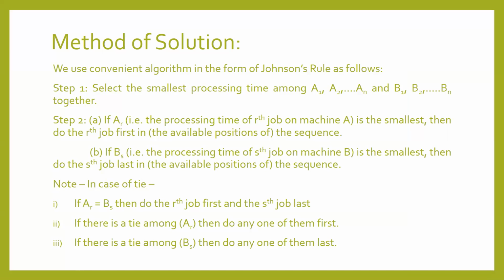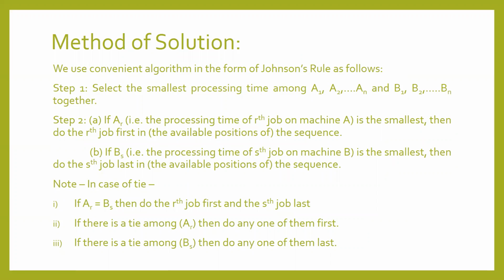Now, as I said, we can either make use of the Gantt chart or any other methods. But because the number of sequences is very high, the best known method is the Johnson rule, which can be applied to solve the sequencing problem. Now, what are the different steps? The first step is to select the smallest processing time among all the processing times, that is, from A1 to An and B1 to Bn together.